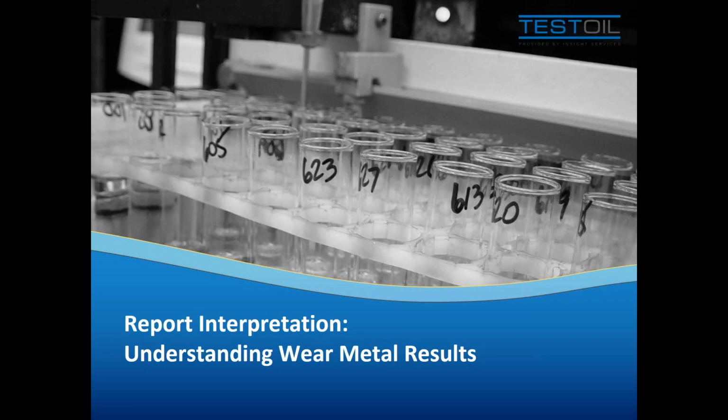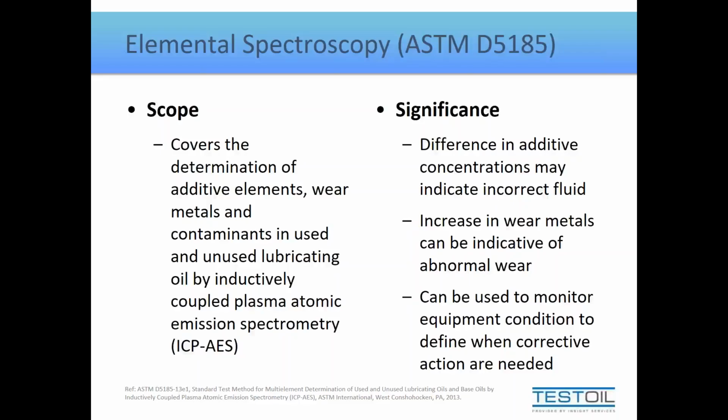Great, thank you, Ashley. So for today's presentation, we're going to begin with a discussion about the test behind wear metals before we get into understanding all the different wear metal results. So what I'd like to start off with is just straight from the ASTM method for elemental spectroscopy, what is the intended scope of the test, and go through the significance and the principle and so on. Now the scope of testing is that with elemental spectroscopy, we're not just measuring wear metals, but we're also measuring additive elements and contaminants, and those will be addressed in some upcoming webinars.